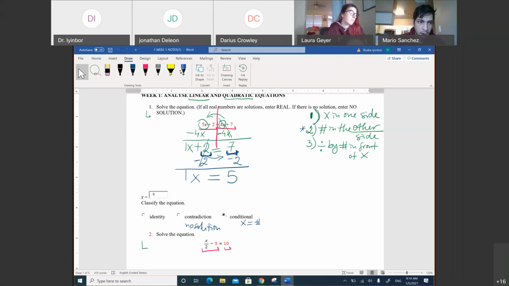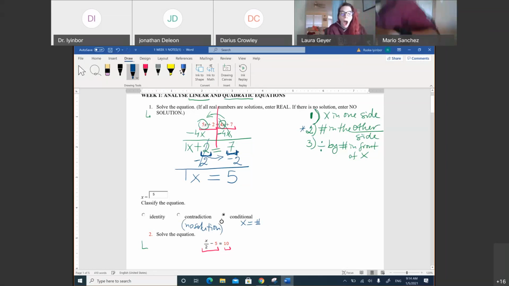Okay? So contradiction means no solution. Conditional is if you get x equals a number. And identity is if it's always true. And I'll give you an example of what that means later on.